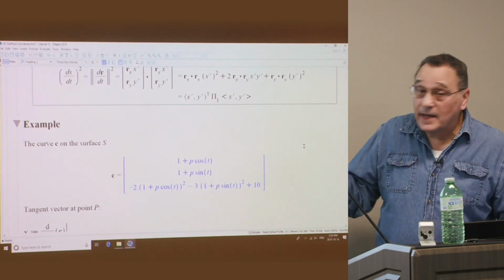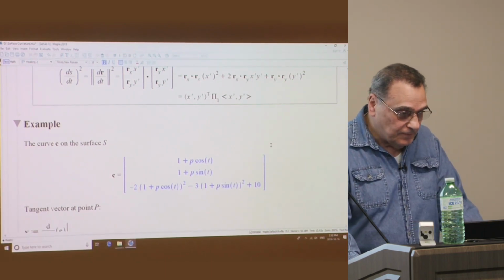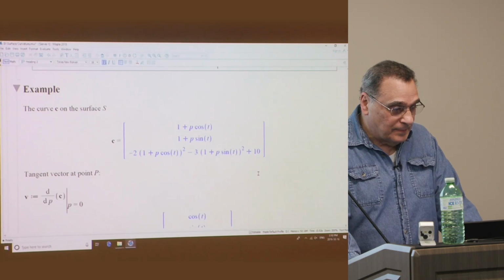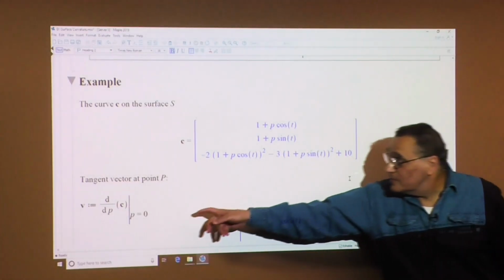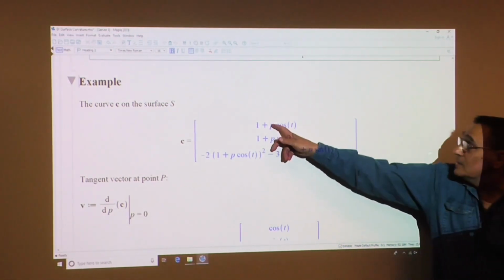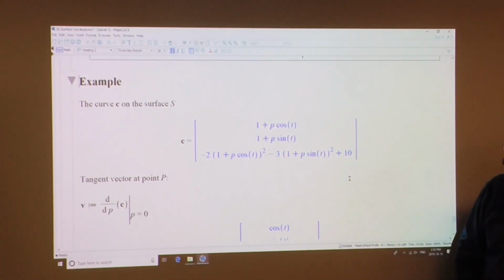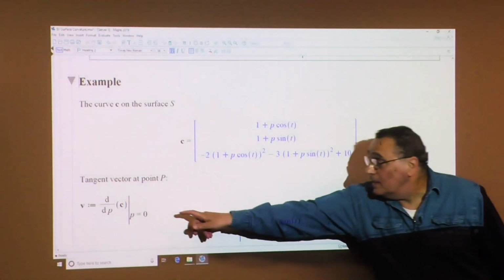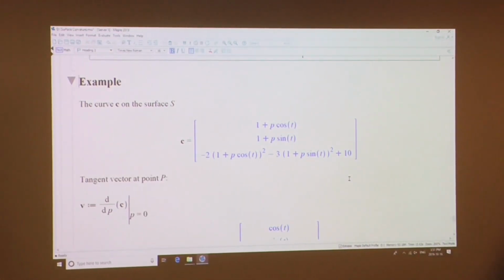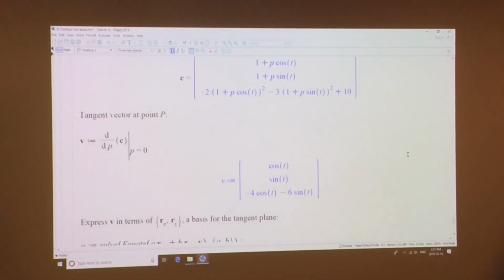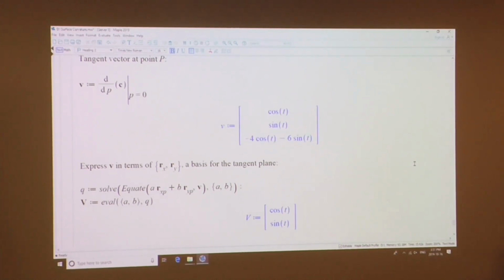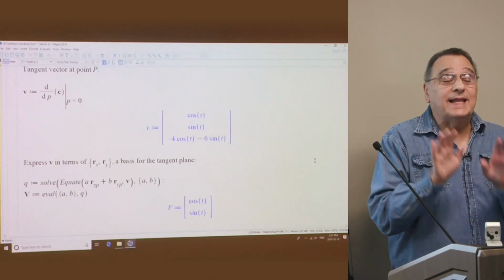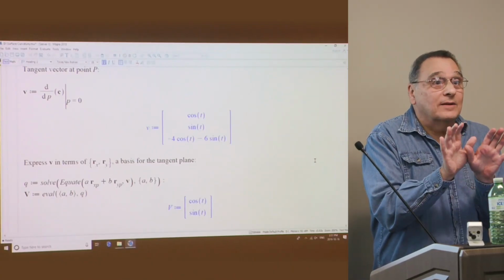So there is my curve. You need a tangent vector. Okay, so you differentiate this curve with respect to the parameter. This is the parameter along the curve. And then right at the point, p equals 0. So there's the tangent vector. But I got to express that tangent vector in terms of the tangent plane coordinates.